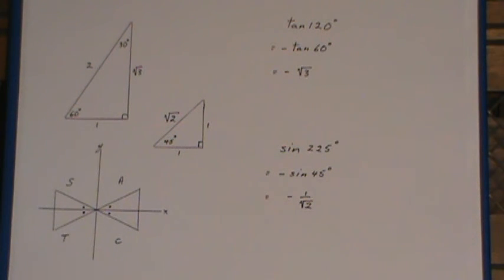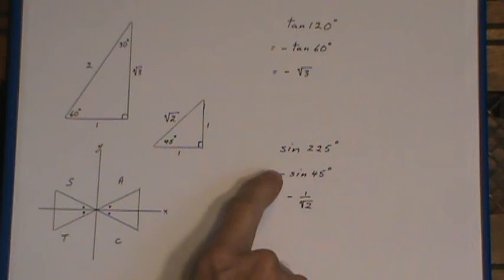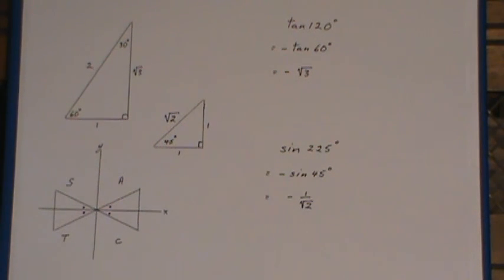The CAST rule will give you the positive or negative sign that you need there, and the angle left between the terminal arm and the x-axis will be the acute angle that you use to get your answer.